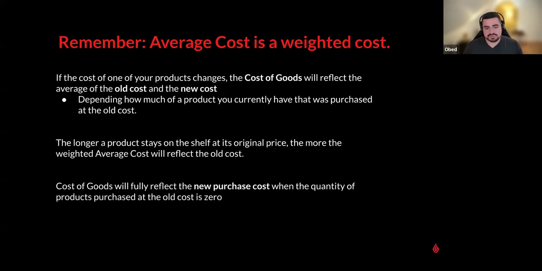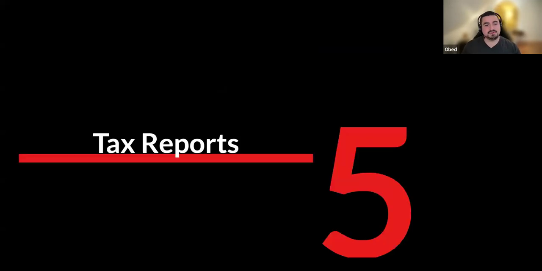And cost of goods will fully reflect the new purchase cost when the quantity of the products purchased at the old cost is 0. So if you created a product and you always received that and kept the supply price as 0, when you receive the new product and you change the supply price to something higher, cost of goods will reflect both of those values. So it's always good to keep your cost correct for your products.